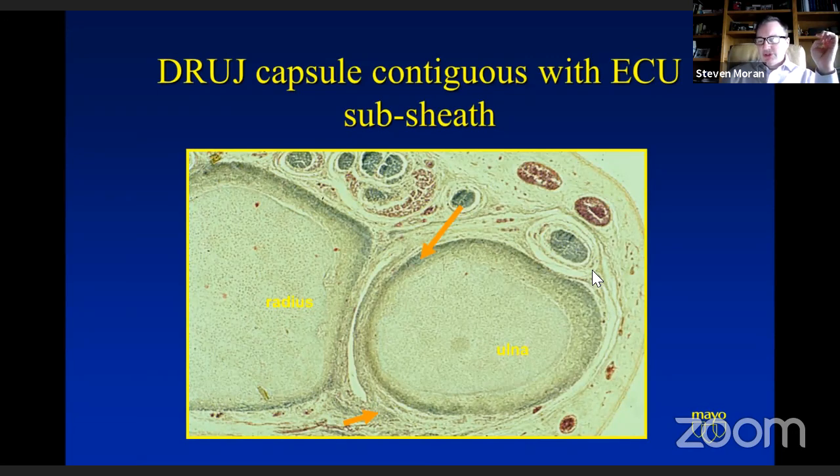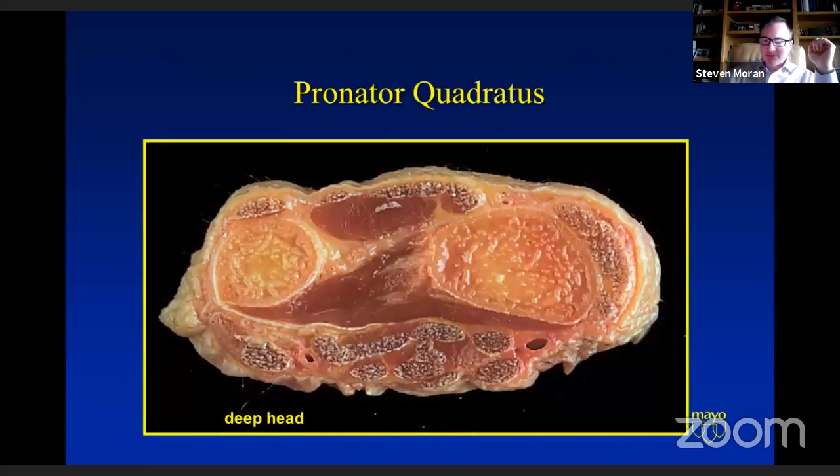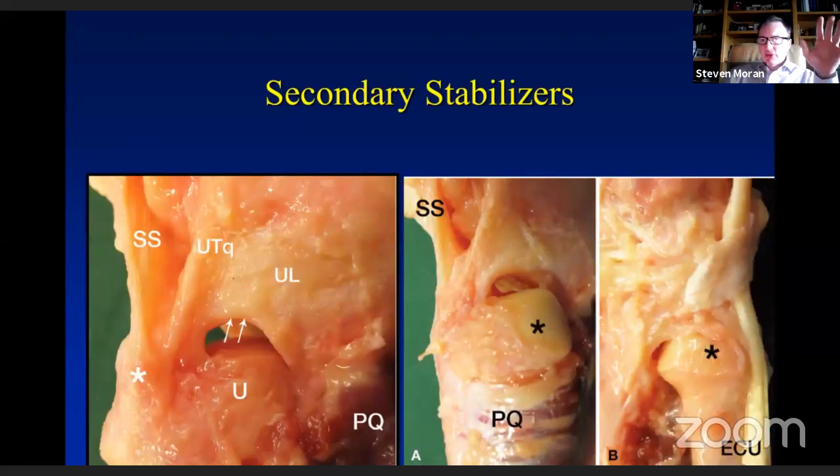The ECU also originates from the dorsal radial ulnar ligament on the dorsal side of the wrist, and its subsheath that you can see here contributes substantially to the stability of the dorsal portion of the DRUJ capsule. Then we have the pronator, which has two heads. The deep head, as I've shown here, is important for stabilizing in terms of rotation. So these three secondary stabilizers are often injured in significant dislocations or in fractures and trauma. And I think they're important to think about because they can be sources of residual pain, whether it's an ECU subluxation postoperatively, a split tear of the ulnar triquetral ligament that we'll discuss in a minute, or injuries to the muscular sheath of the pronator.